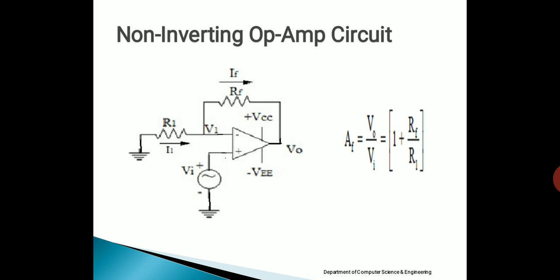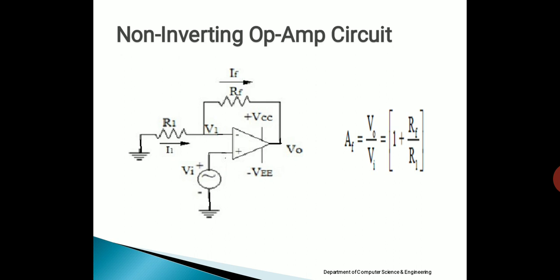When you make the ratio Rf by R1 equal to 0, the minimum gain that we can get is 1. So we can't have a gain less than 1 in the case of a non-inverting op amp circuit. At the minimum, the gain that we can get from a non-inverting op amp circuit is 1. In that case, the non-inverting op amp with gain 1 is called a voltage follower or a buffer, which we'll be studying further in the applications of the op amp.